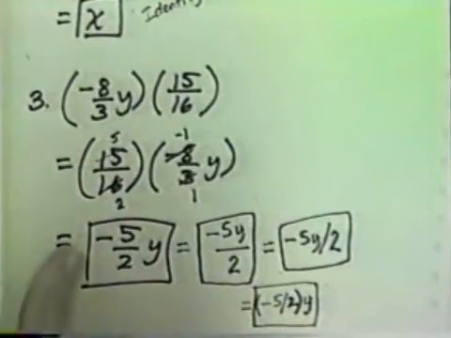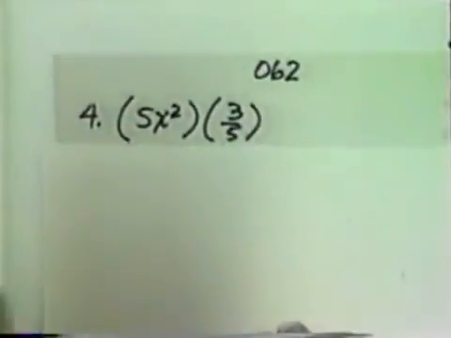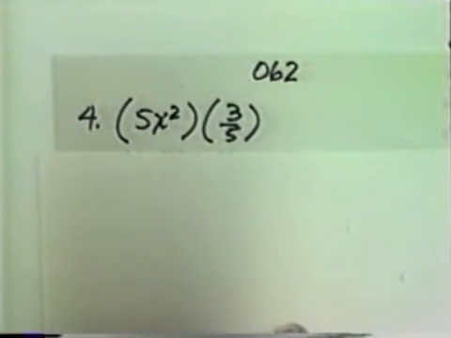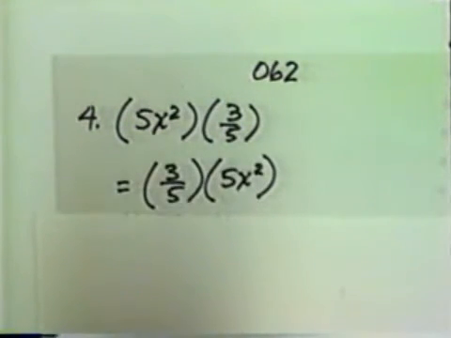Let's do one more example before I give you some exercises. This example is 5x squared times 3/5. Once again, we rearrange so that the numbers are side by side by writing the 3/5 first and then the 5x squared.